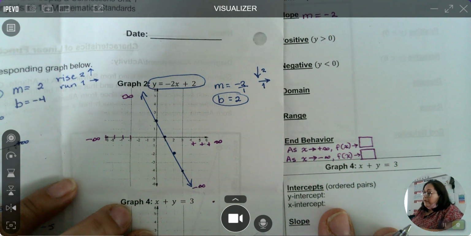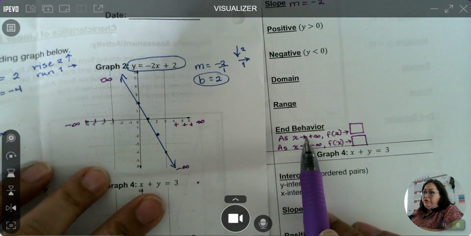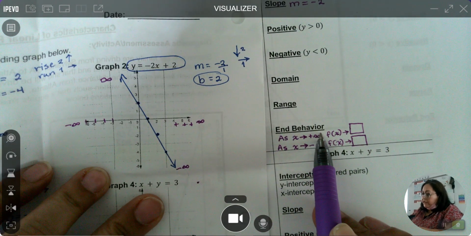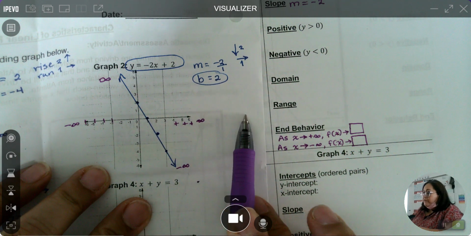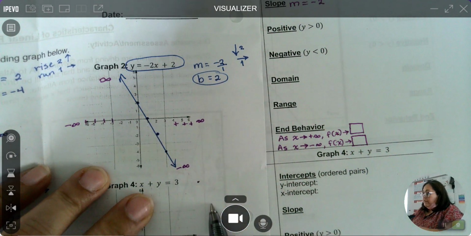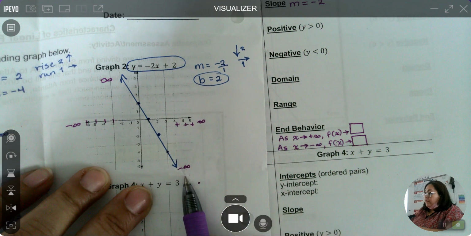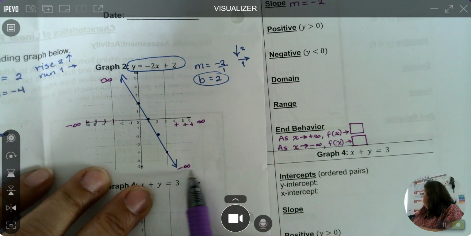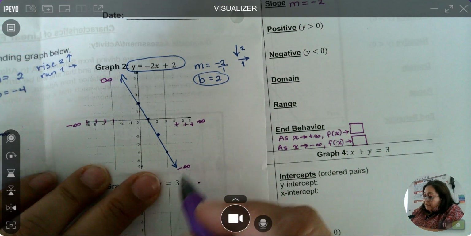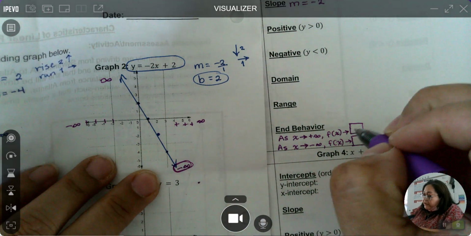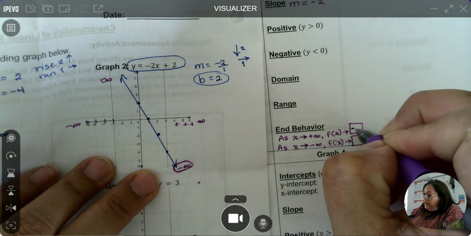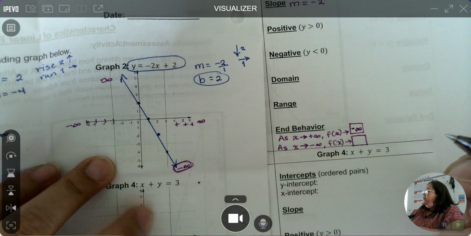All right, so now we said as x goes to positive infinity, that's over here, which way is the function going? Which way is the function going? Let's read it. Negative infinity. Put it together. Don't just be negative. Don't just be infinity. It's going towards negative infinity.